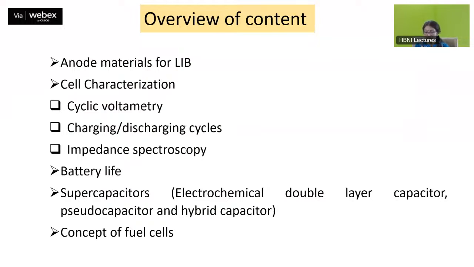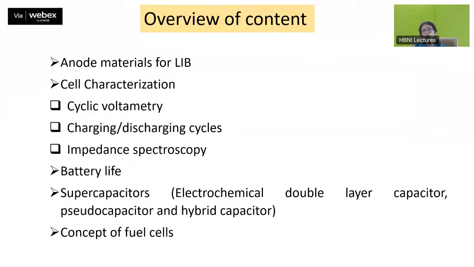So with this, let's move into the first topic which I'm going to discuss today, which is anode materials for LIB. If you remember, in the first class of energy materials, we had talked about the basic concepts of electrochemistry, and then we followed it up with the different kinds of primary and secondary cells which are available. The primary ones are non-rechargeable, whereas the secondary ones are rechargeable, of which we covered the different types of batteries which are in the market.